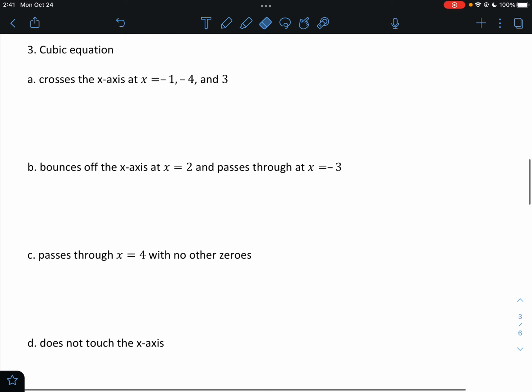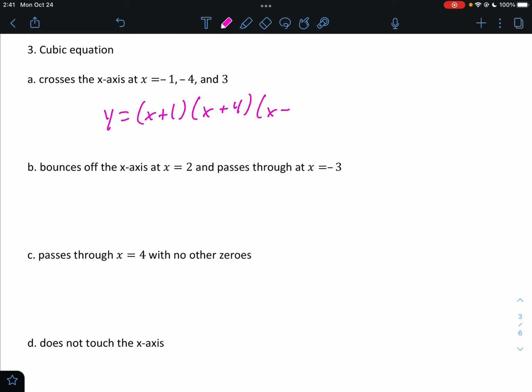All right, now we're going to go cubic. Crosses the x-axis at x equals -1, x equals -4, x equals 3. Letter B, bounces off the x-axis at 2 and passes through at -3. C, passes through x equals 4, with no other zeros.